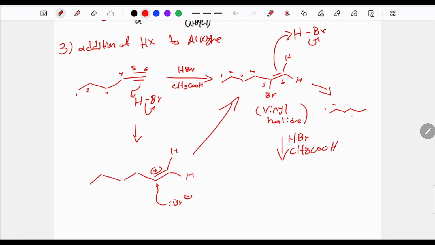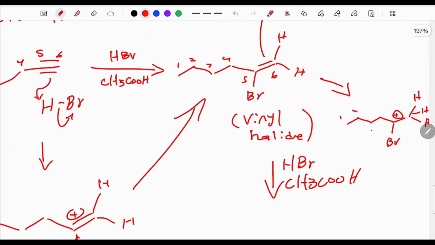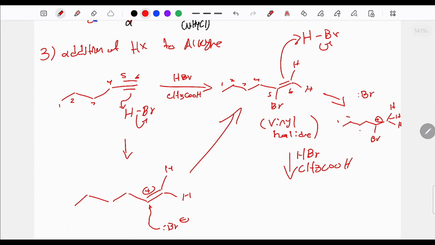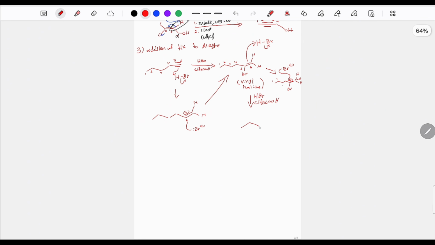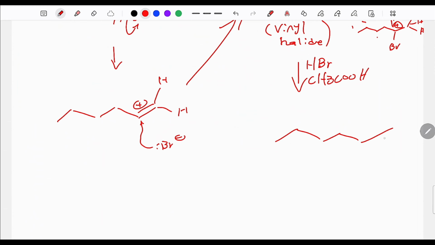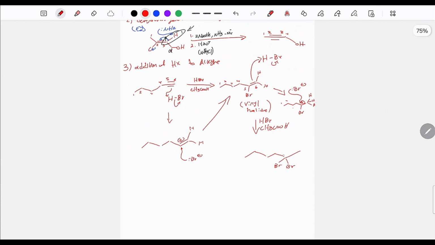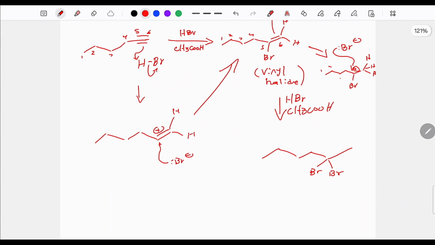1, 2, 3, 4, 5, 6. This one already has a Br, already has the H, a third H, and a plus charge now. And so my Br minus is going to add from the top face there, and we're going to get this product. 1, 2, 3, 4, 5, 6. So there you go. I have now, and you can show the hydrogens if you want, a geminal dihalide.